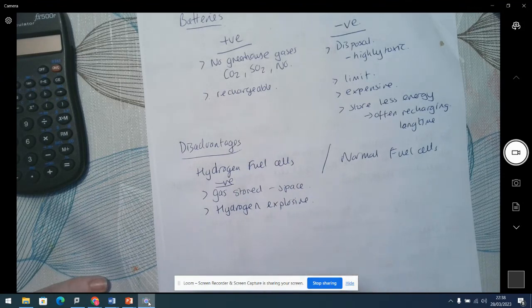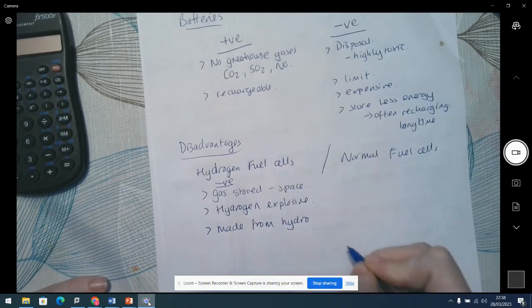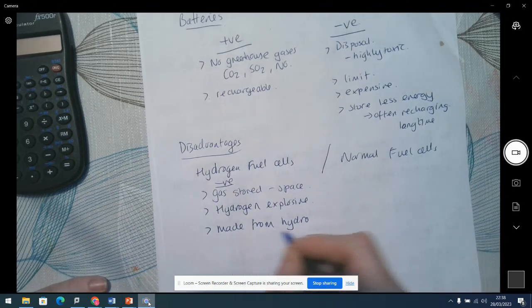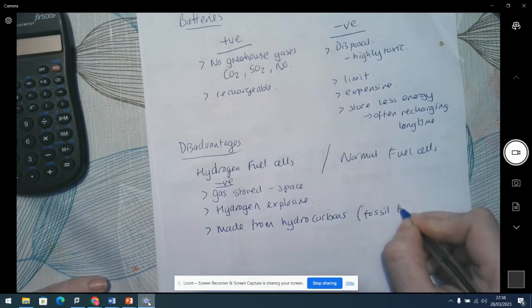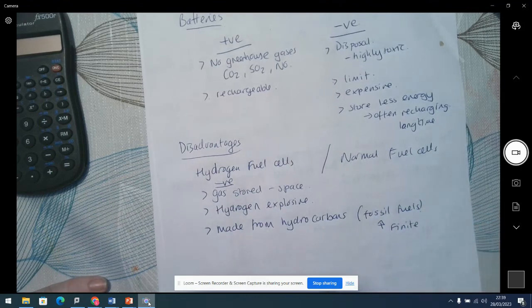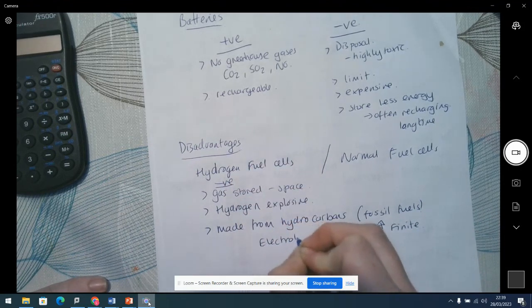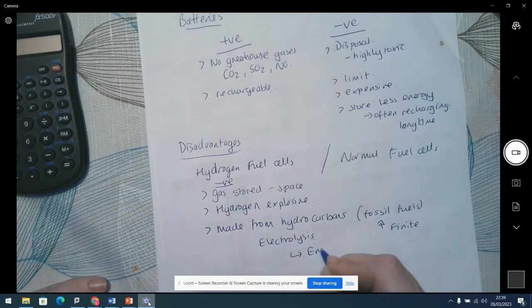And hydrogen fuel is often made from hydrocarbons, which obviously has usually been produced from electrolysis and comes from fossil fuels. So made from hydrocarbons, which we know are fossil fuels. You know from paper 2 that these are finite, so we're running out of them. And that's a negative thing. And electrolysis of water gives us hydrogen, and electrolysis requires energy, which is also expensive.